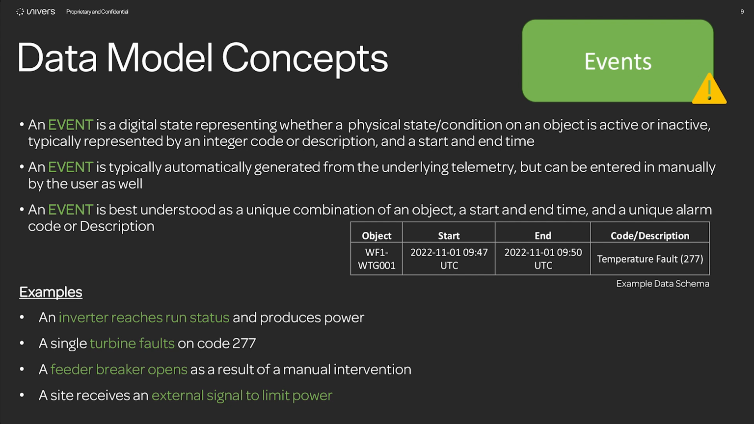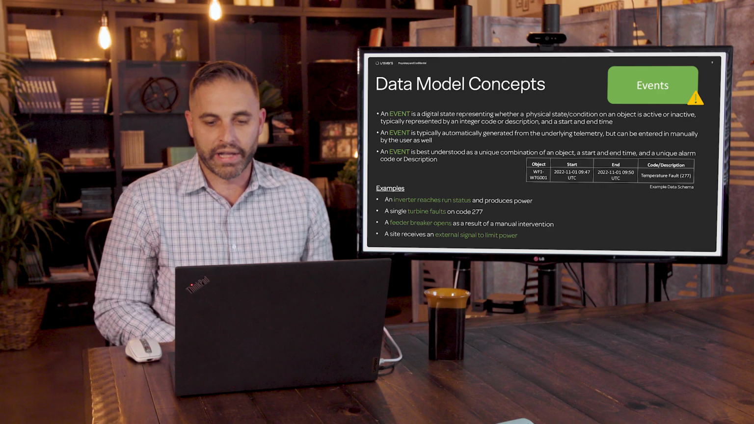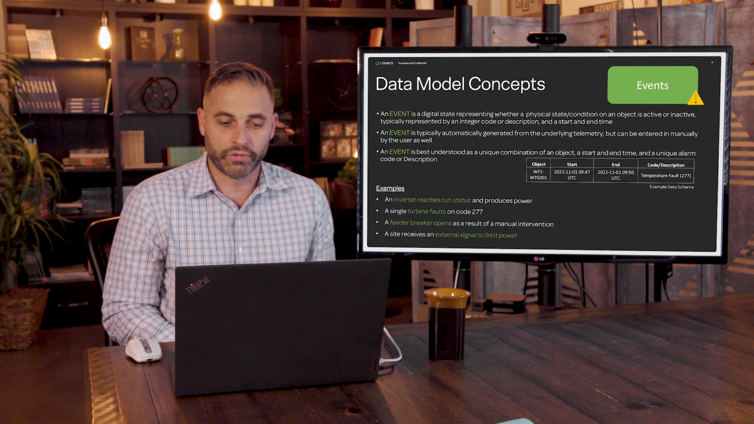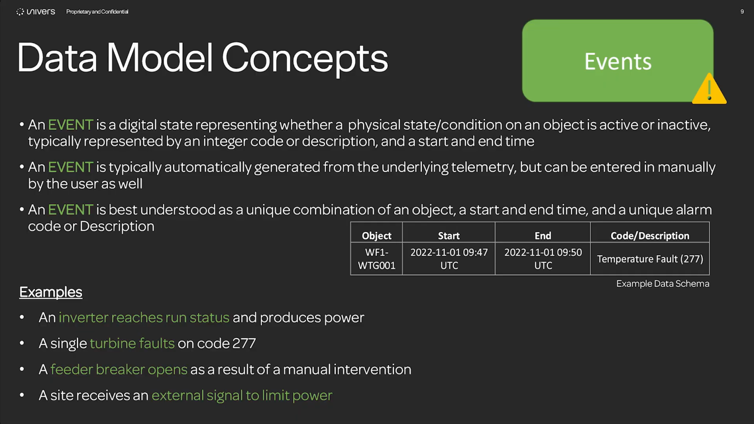As you can see here, let's say, for example, a turbine goes down on a 277 temperature fault. This event will be modeled as the turbine key, WF1 WTG001, the start of that event, the end of that event, and the description of it. So it's a very simple data model. Lots of different examples of what an event is for a user.